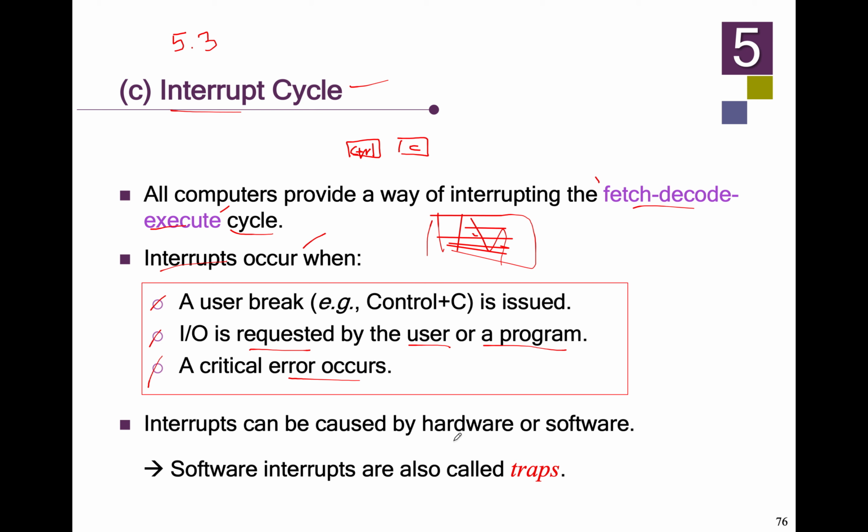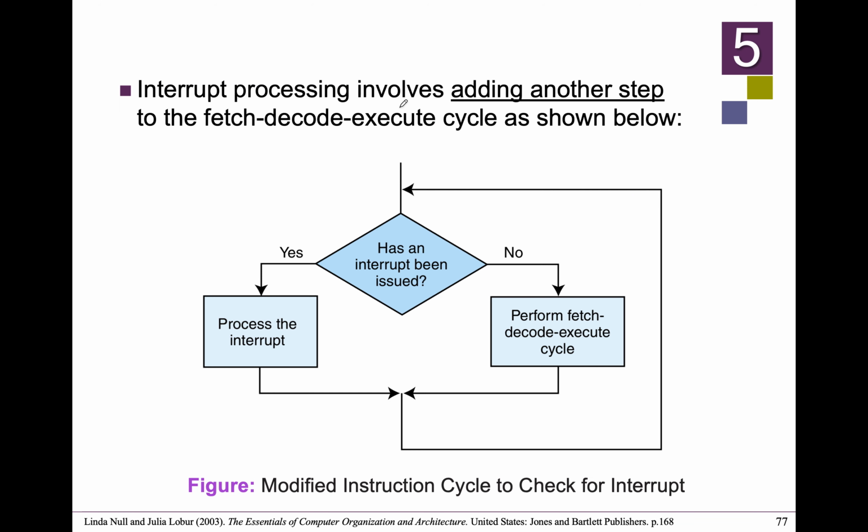Interrupts can be caused by hardware or software. Your hardware is your keyboard. Your mouse also can be hardware, and for your software, your source code. Maybe your source code has an error. It depends. Software interrupts are also called traps. If it is software, it has a unique name, which is traps. Okay, now we move to the next slide.